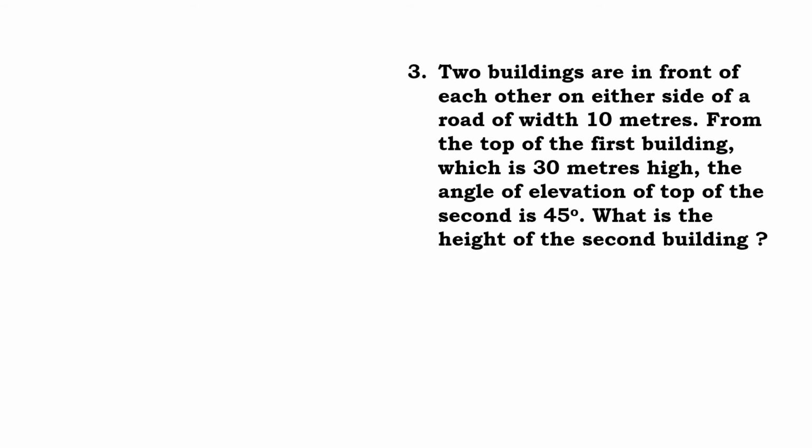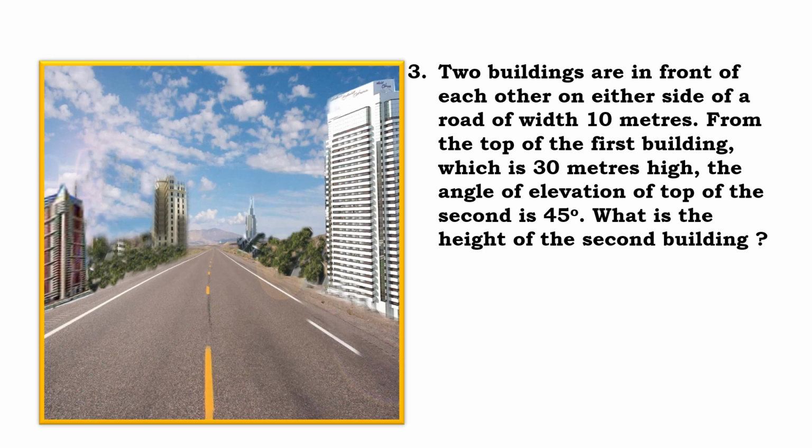Now for the last sum for today, very simple sum and very interesting sum. Two buildings are in front of each other on either side of the road. As you can see, this is the first building and this is the second building. From the top of the first building, which is 30 meter high, the angle of elevation to the top of the second is 45 degree. You need to find the height of the second building.